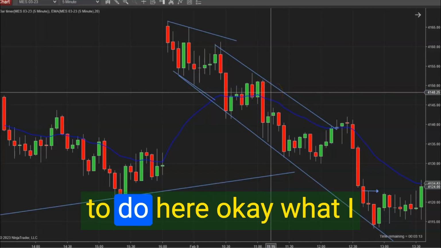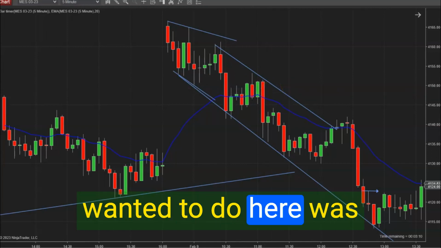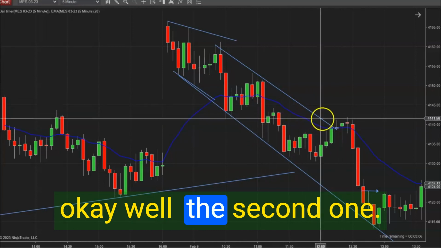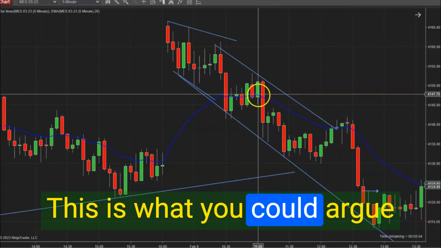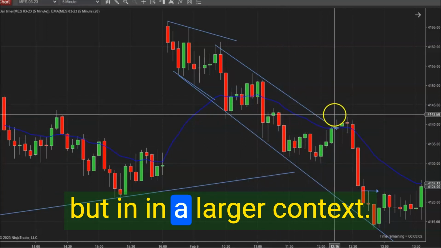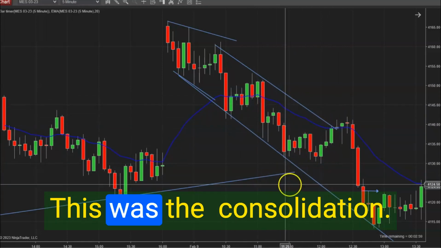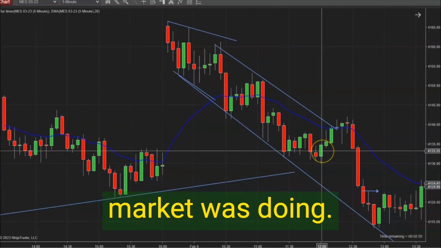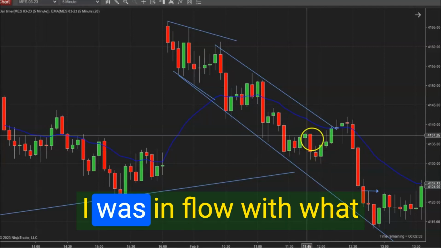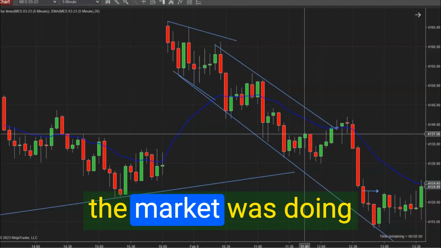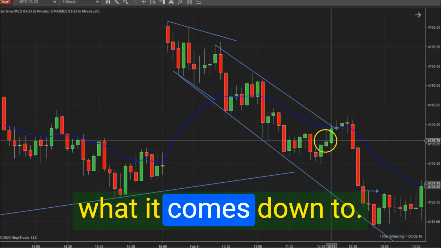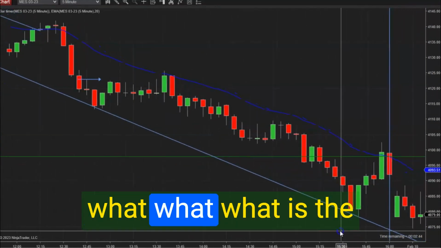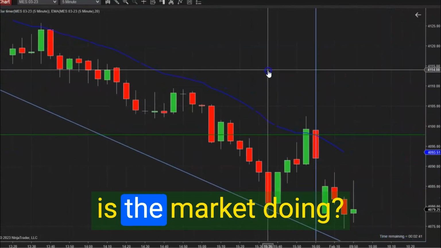So now what I wanted to do here was, okay, the second one, you could argue this was the second move, but in a larger context, this was the consolidation. But I was in flow with what the market was doing, and that's really what it comes down to. So I was able to recognize that. So what we're trying to spot today is, what is the market doing so far?